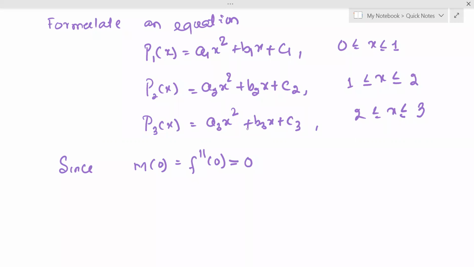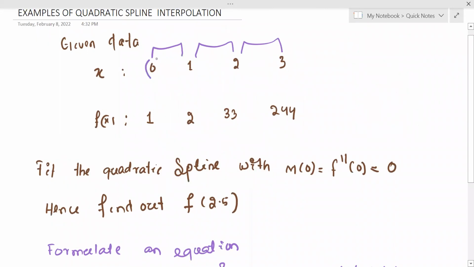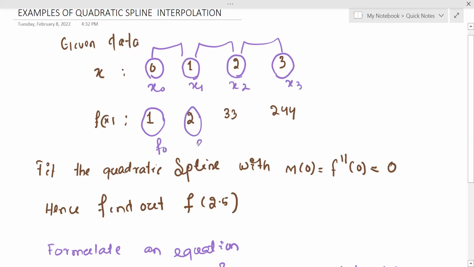So we can substitute x0, x1, x2, x3 are the values here. Just we can see here. This is the x0 value, x1, x2, x3. This value is f0, this value is f1, this value is f2, and this value is f3.